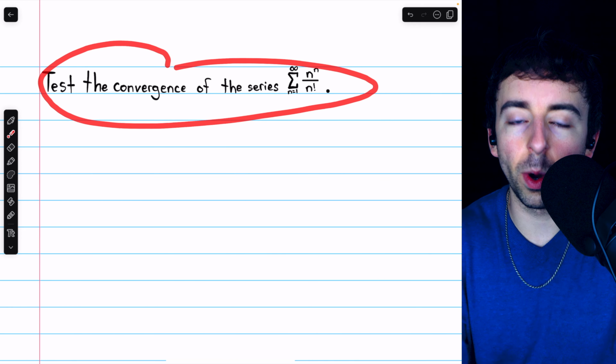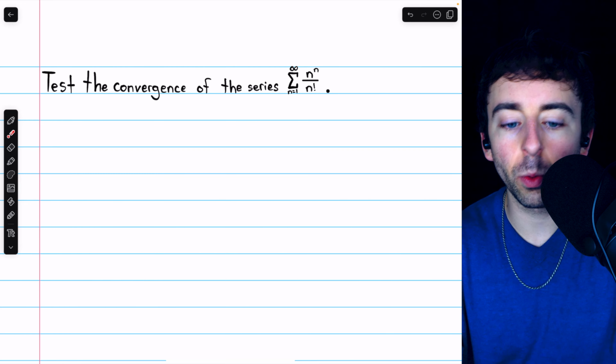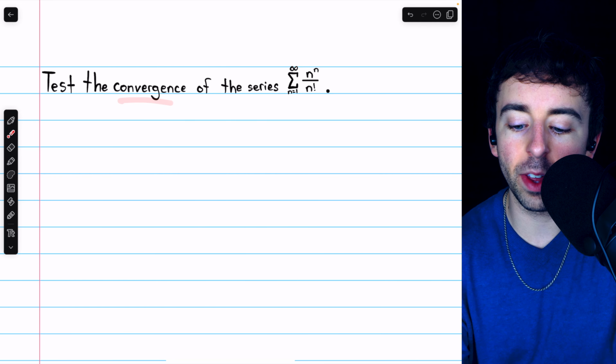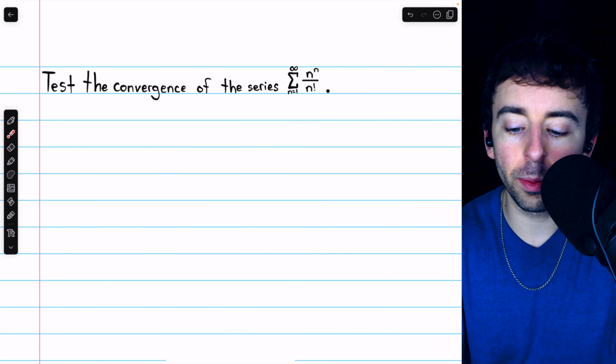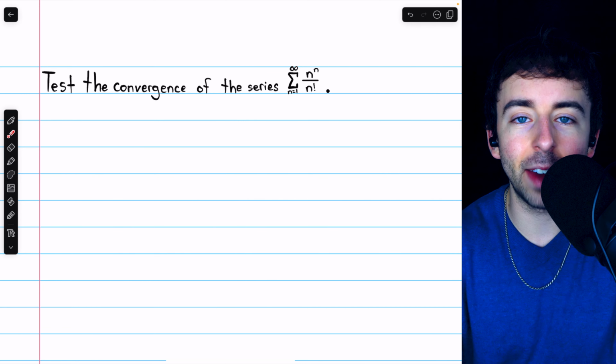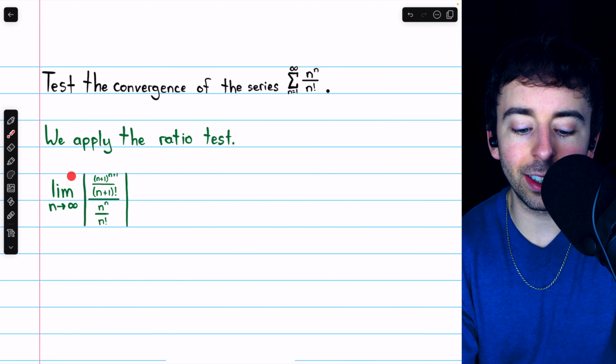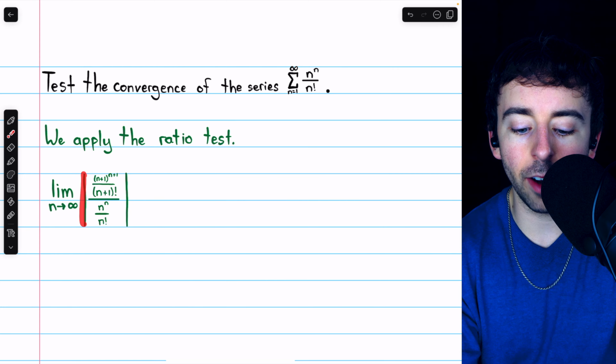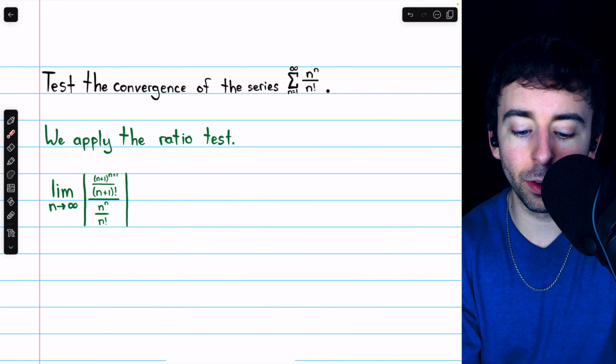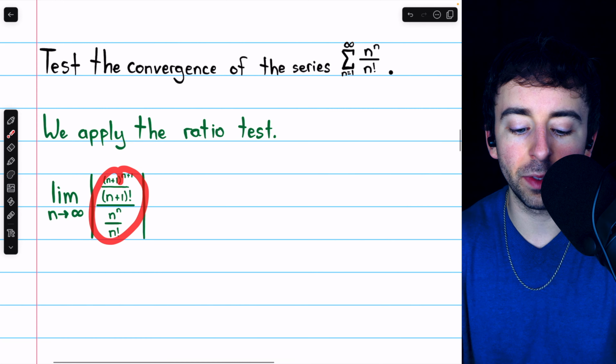You might want to try this one yourself, our second example. We're going to test the convergence of this series, the sum of terms n to the n divided by n factorial. To do this, we will apply the ratio test. This means we need to look at the limit as n goes to infinity of the absolute value of the ratio of consecutive terms of the series.